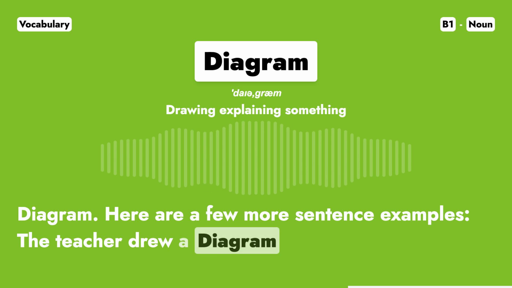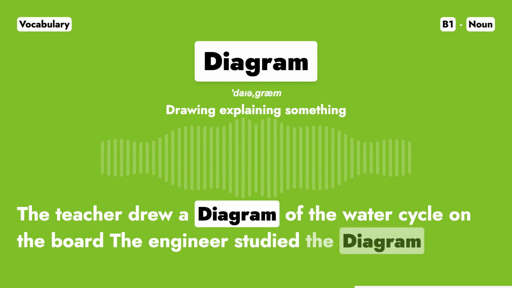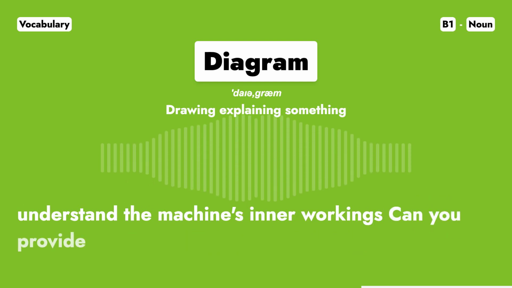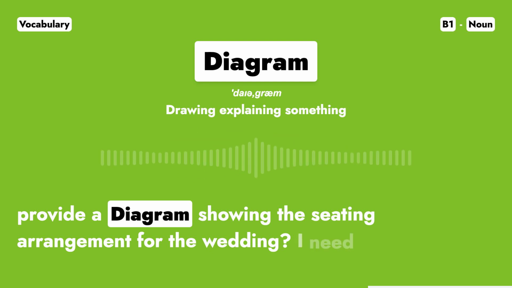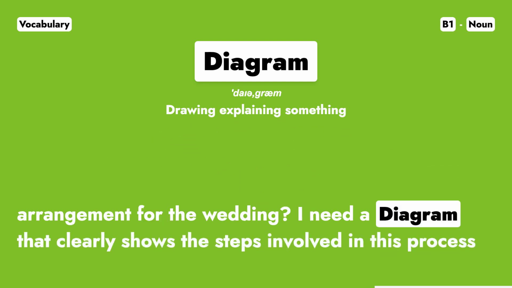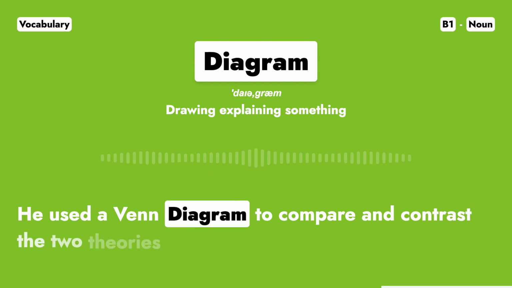Here are a few more sentence examples. The teacher drew a diagram of the water cycle on the board. The engineer studied the diagram to understand the machine's inner workings. Can you provide a diagram showing the seating arrangement for the wedding? I need a diagram that clearly shows the steps involved in this process. He used a Venn diagram to compare and contrast the two theories.